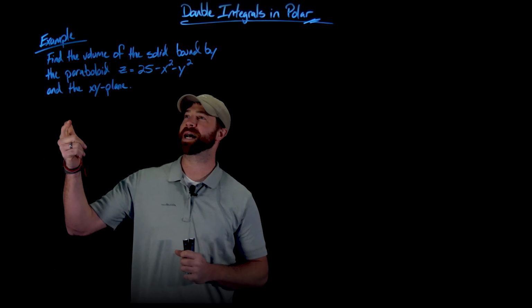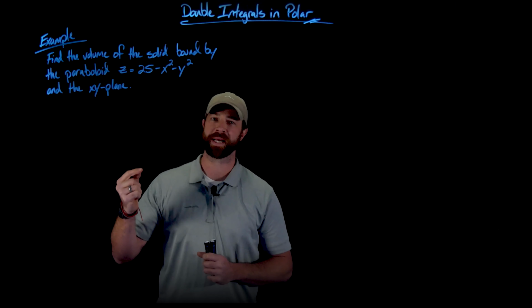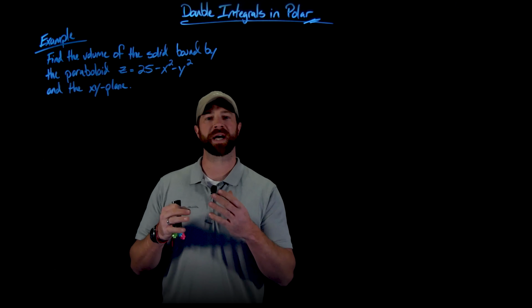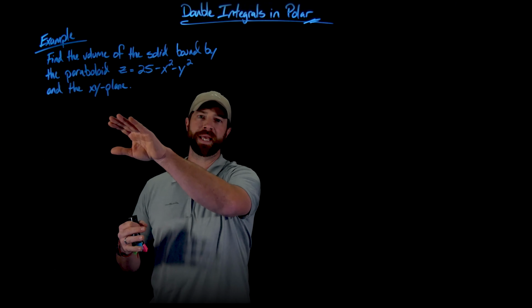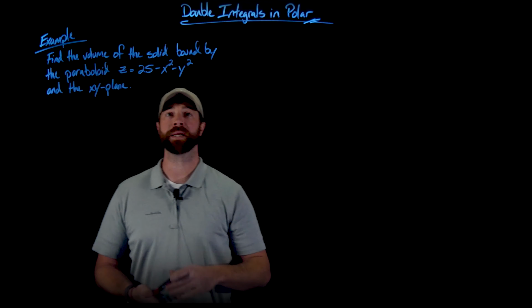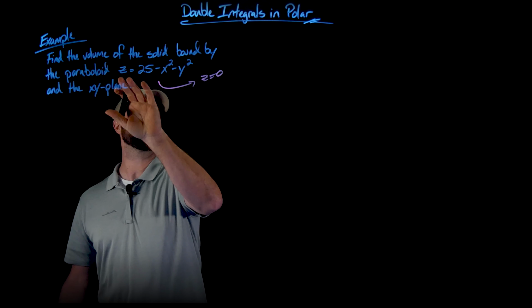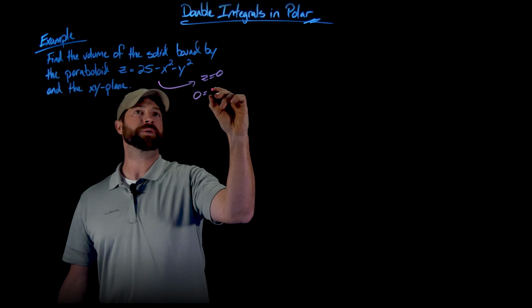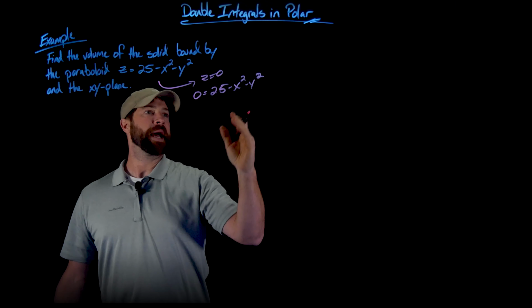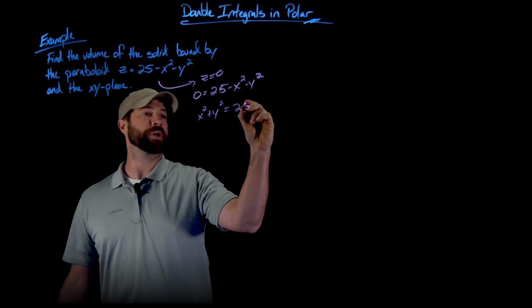So what we have is we're being asked to find the volume of the solid bound by the paraboloid z equals 25 minus x squared minus y squared and the xy plane. The first thing that I would do is see what the region on the xy plane is, which we would integrate over, described by this paraboloid right here. And we can do that by simply setting z equal to 0. So if we set z equal to 0 here, we'll get 0 equals 25 minus x squared minus y squared, and then adding x squared and y squared over here, I'll get x squared plus y squared equals 25.